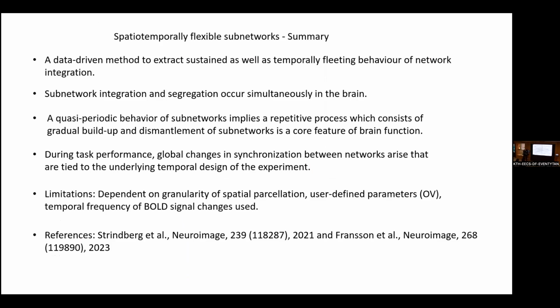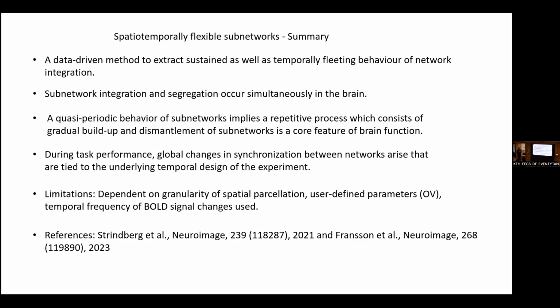So just a brief summary then. I have presented a data-driven method to extract sustained as well as temporally fleeting behavior of network integration. So I think we have shown that segregation and integration occur simultaneously, which complicates the picture of the brain being in individual specific states. So it's just an alternative view on how you can look at the data. And you have this quasi-periodic behavior of subnetworks that implies a repetitive process which consists of gradual buildup and dismantlement of subnetworks, which might be a core feature of brain function.